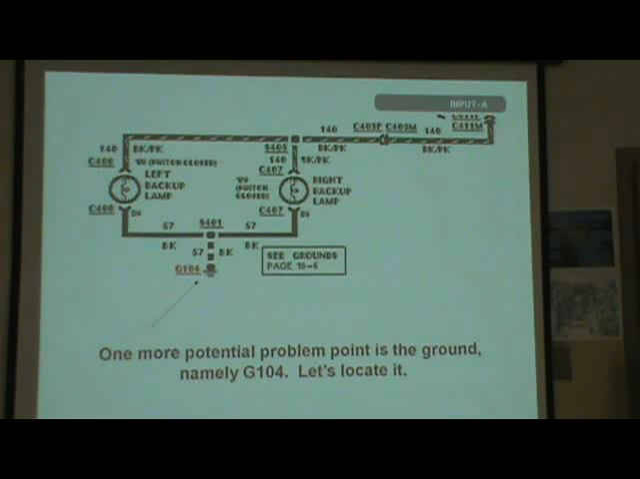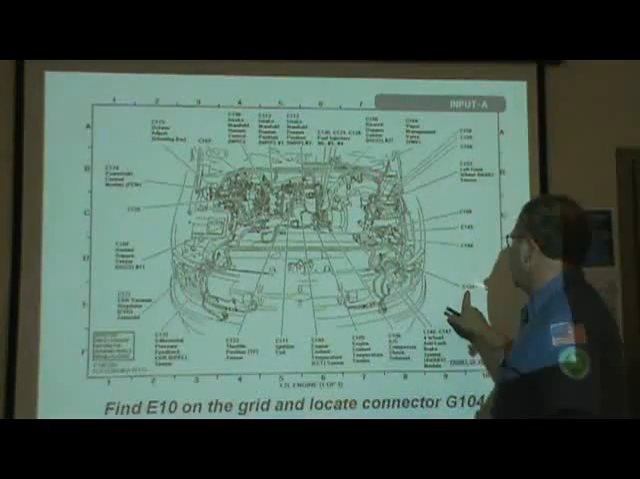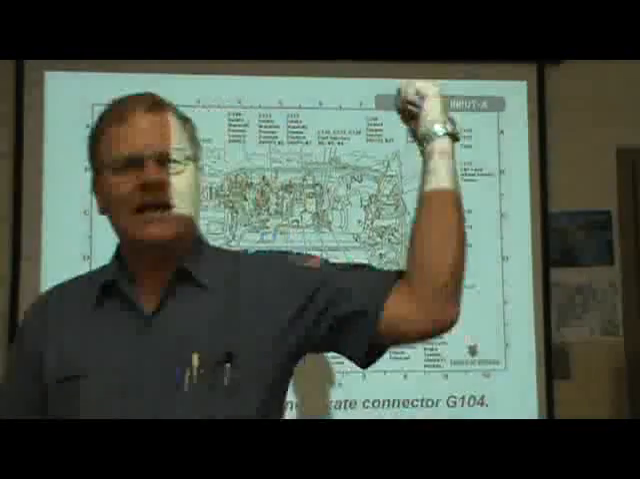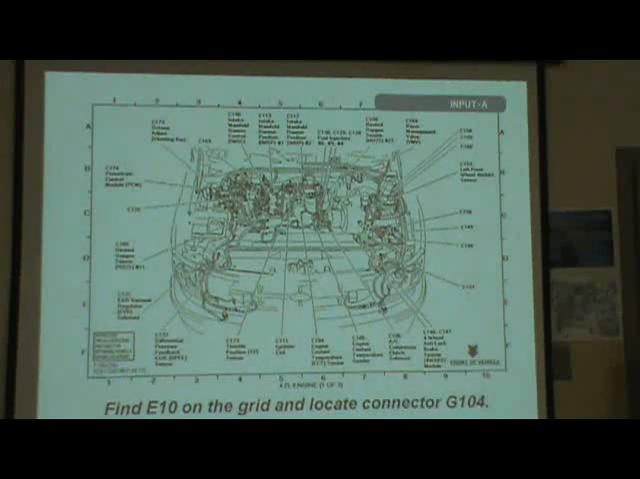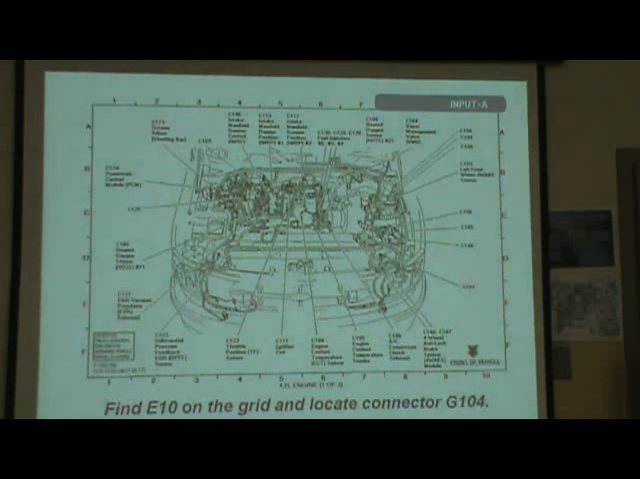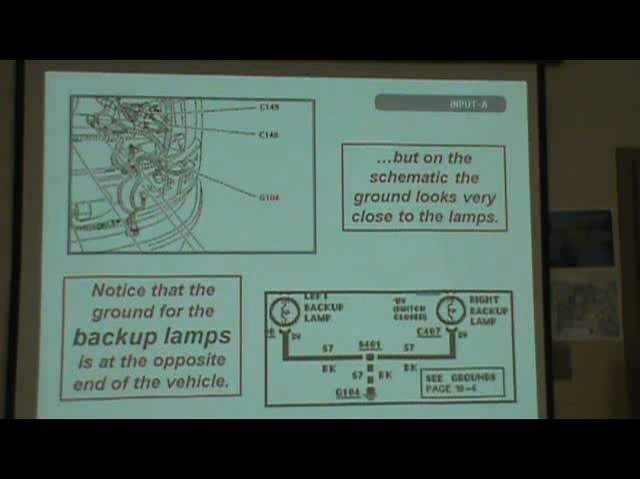Yes, it is. One more potential problem is the ground. Let's locate the ground. Where's G104? Look at this. Why in the world is the tag light ground up there behind the headlights? And the tag light's on the other end of the car. Look how long the wire looks. But you notice you got little broken parts of that wire? That means that it goes other places besides just there. There's obviously other things that depend on that ground. But this is the ground for the tag lights? Isn't that crazy? It's a Toyota because it's more complicated. Wow. All right.